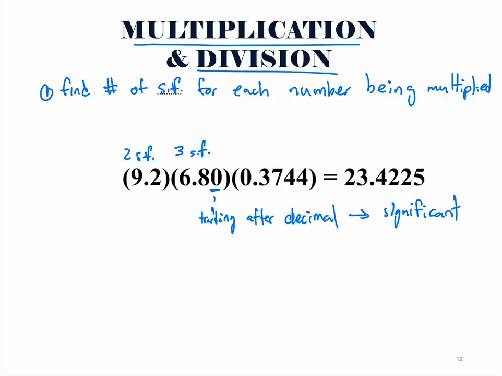So I know the zeros can be tricky sometimes. And what about 0.3744? 4, right? Because that's a leading 0, so that's not a significant 0. So this is going to be 4 sig figs. Right, so we have 2 sig figs times 4 sig figs times 3 sig figs. How many sig figs should our final answer have? 2, right? Because this is the smallest number of sig figs.